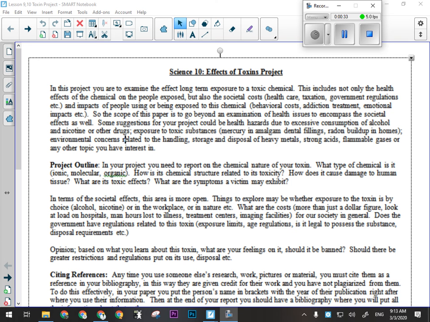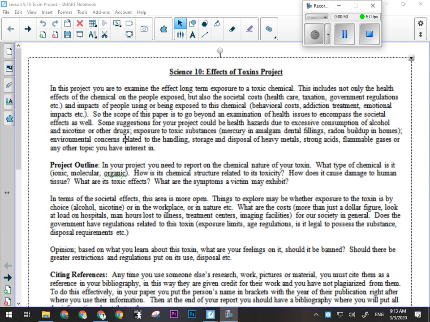Okay, it has to be toxic by its chemical nature. Okay, so like plutonium would not be a toxic chemical. It's radiologically toxic, but not chemically toxic. Okay, that means it's radioactive. It kills you that way instead of by poisoning you. Okay, so it has to be something that is chemically toxic, right?